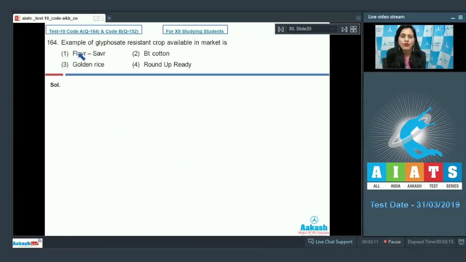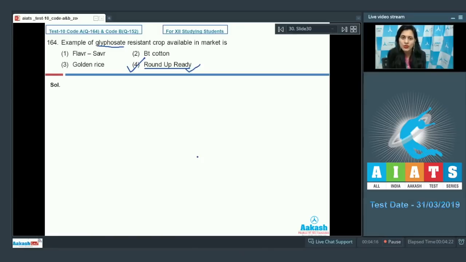Question number 164. Example of glyphosate resistant crop available in market is, and the options are Flavr Savr, Bt Cotton, Golden Rice, and Roundup Ready. And the correct answer to this question is option number 4, Roundup Ready. Glyphosate is a herbicide whose market name is Roundup, that is aimed at killing weeds. Crops that are made herbicide resistant are called Roundup Ready as they can continue biosynthetic processes even in the presence of glyphosate. So the correct answer is option number 4.